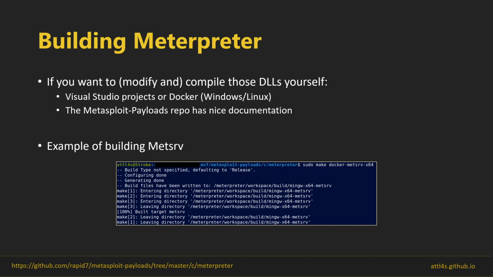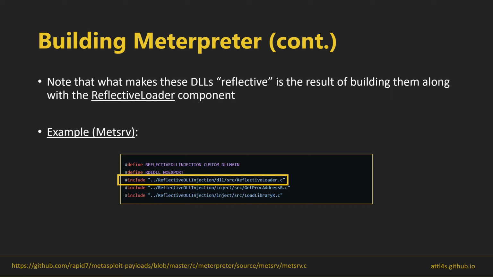But what happens if you want to compile them yourself or modify the source code and compile them? You have two options. The first one is via a Visual Studio project, or the second one, the main one, is Docker. The Metasploit payloads repository has a lot of documentation about this with all the steps. And well, you have an image of an example doing it through Docker, the Metsrv x64. And now we're going to see an example of doing it via Visual Studio.